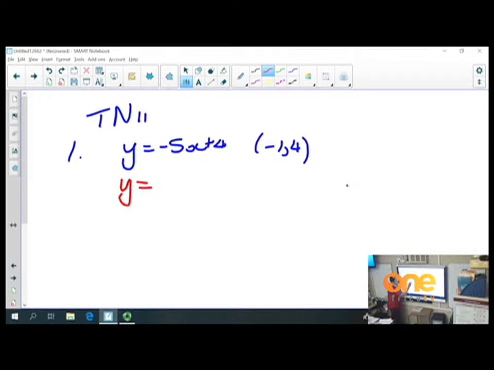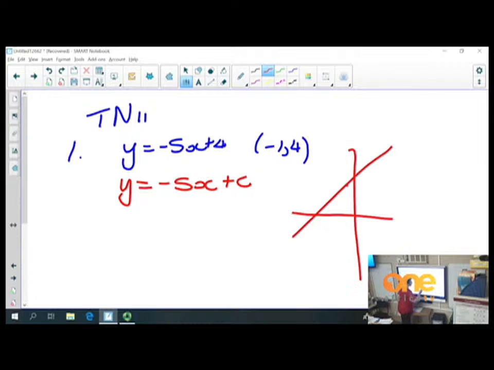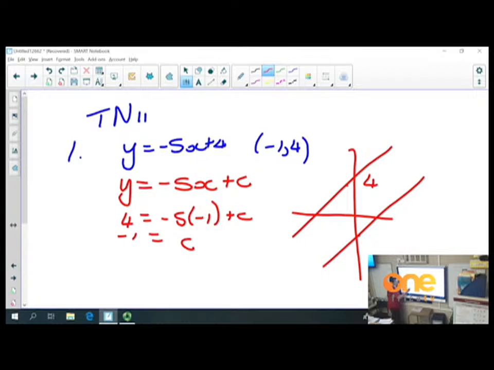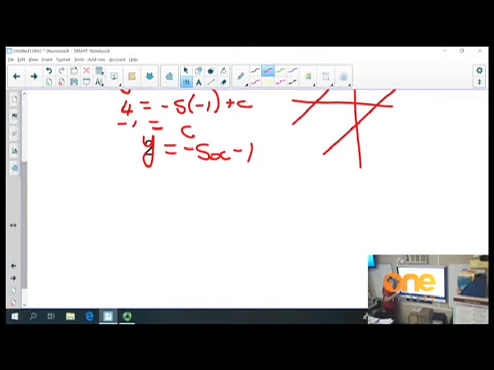So the equation is going to be negative 5x plus c. It must have a new c because it is a line which is parallel. So there's your original one passing through 4, and now you have a parallel line, and there should be a new y-intercept. So you only use the gradient fact here. And then I substitute 4 is equal to negative 5 times negative 1 plus c. So what is your c? Negative 1. So my equation is y equals negative 5x minus 1. This is what we want now at this stage.